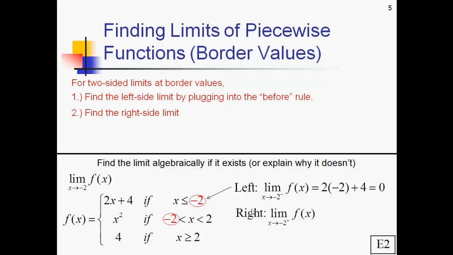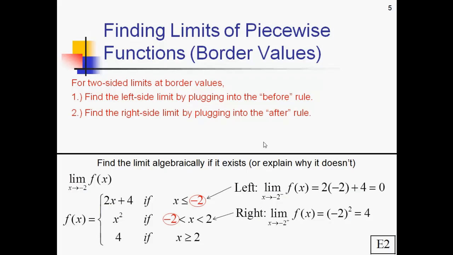For the right-sided limit, what do you think we have to do? That's right, we have to plug our value into the after rule. So that would be this rule right here. So we would have negative 2 getting plugged into x squared, which we know comes out to 4.